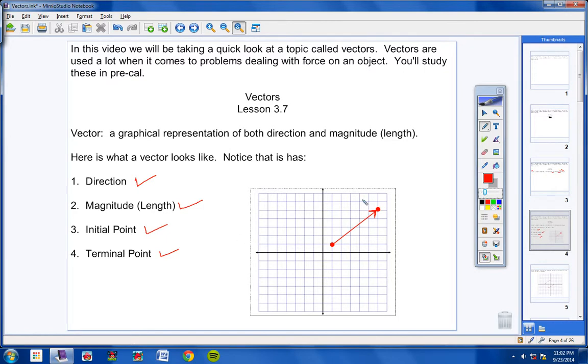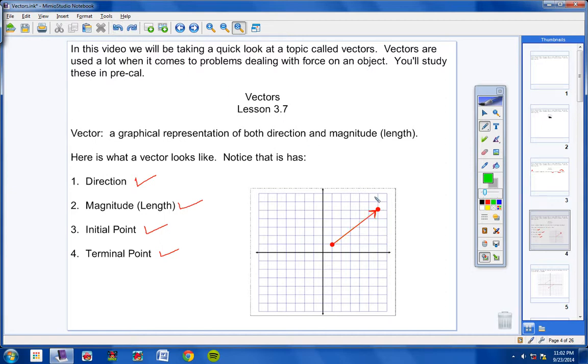A vector looks like this. It's an arrow drawn on a coordinate plane, okay? It has direction, it has length or magnitude, it has an initial point and a terminal point, all right? Now, please make note on your graph that you've drawn, this point right here, notice the vector is going this direction, okay? So if it's going this direction, that means it ends right here. Thus the word terminal, okay?